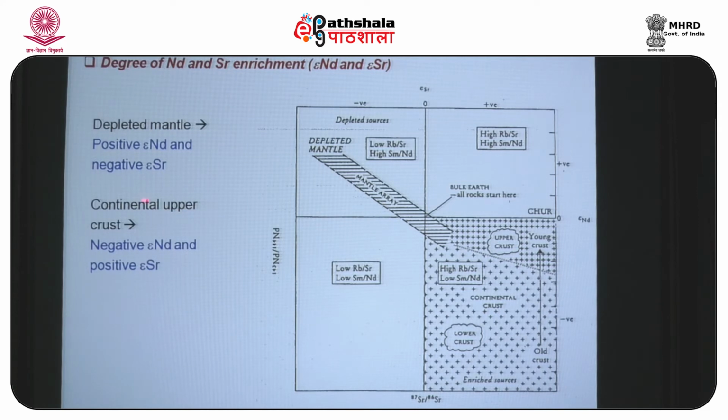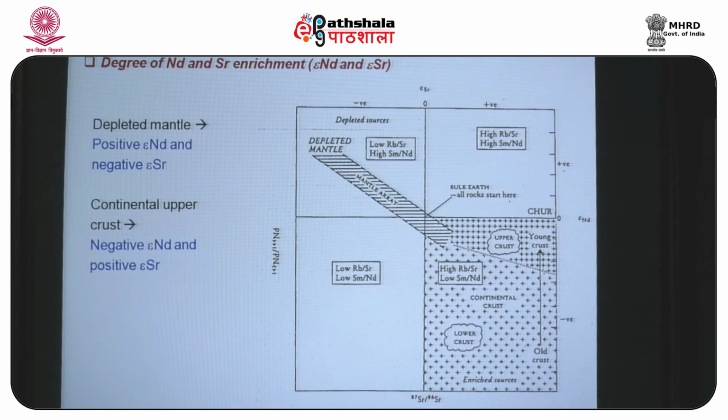While the upper continental crust, which is more enriched in strontium and depleted in neodymium, plots in this quadrant where we have negative epsilon Nd while positive epsilon strontium. So, from this diagram, any mixing between these two distinct sources can also be easily found out.